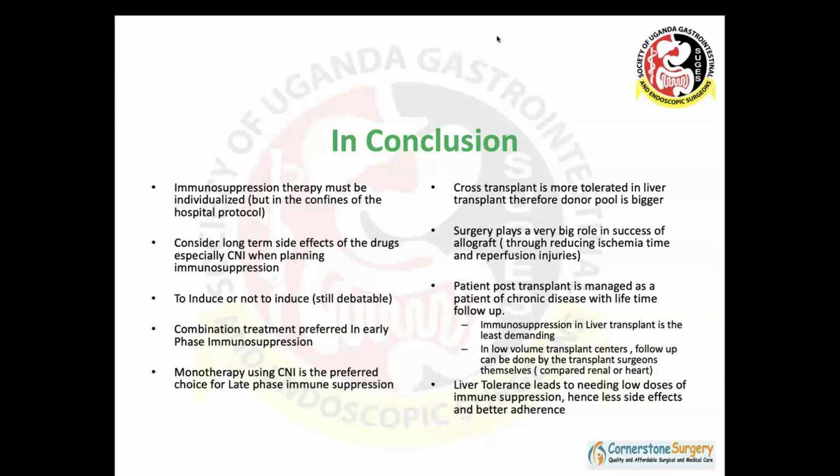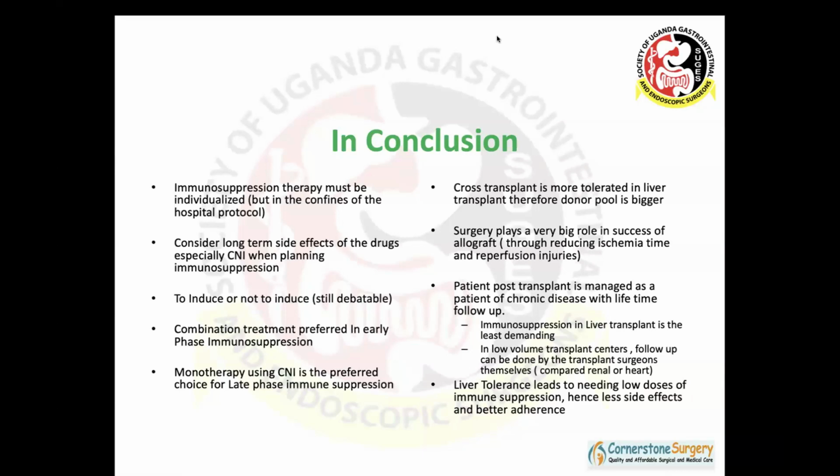And lastly, surgery plays a very big role in the success of allografts through reducing ischemia time and reperfusion injuries. Basically, it is in the liver where we find that the surgical process is much more demanding than the medical post-transplant. Yet in the kidney, it is the reverse. The surgical process is kind of smooth, but the post-transplant management is much more complex.